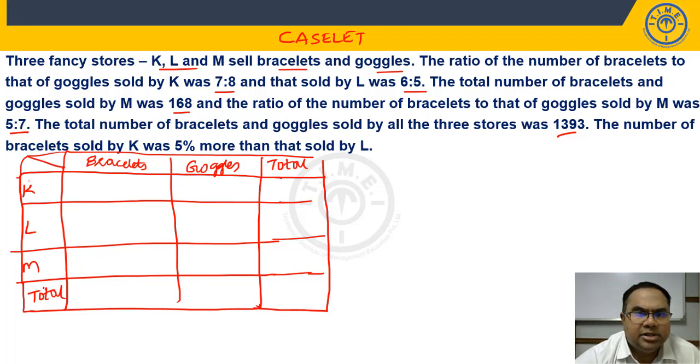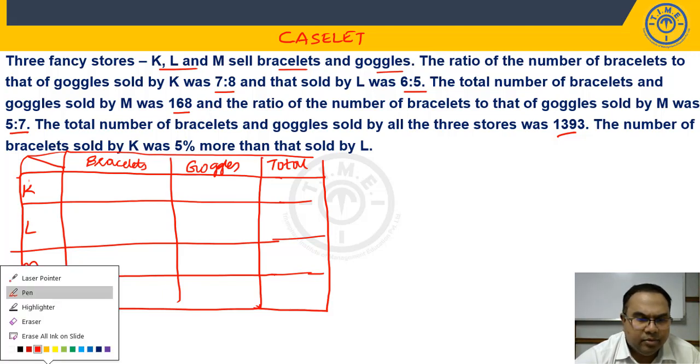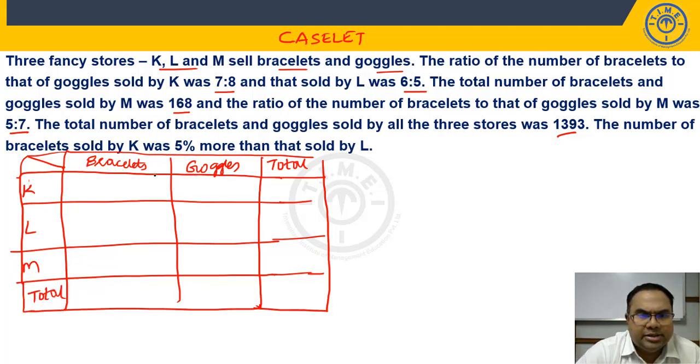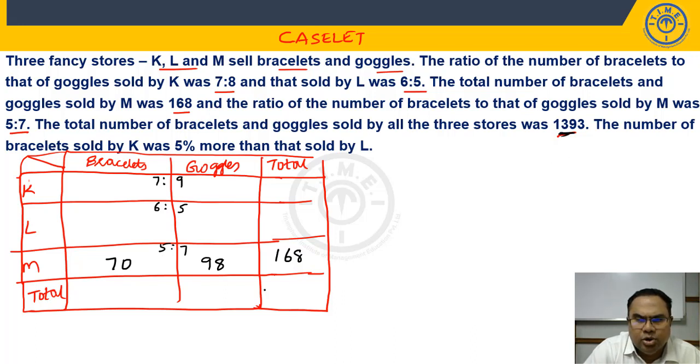Ratio of number of bracelets to goggles sold by K, L was 6:5, bracelets is to goggles. Total number of bracelets and goggles sold by M was 168. It is in the ratio of 5:7. 12 parts is 168, means each part 14. 14 5s are 70. 14 7s are 98. Total number of bracelets and goggles sold is 1393. Right.